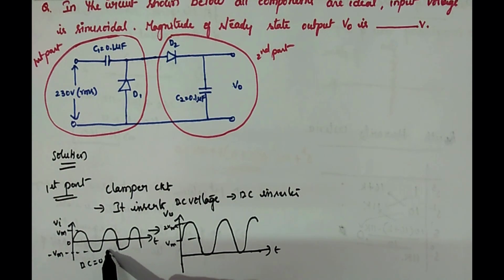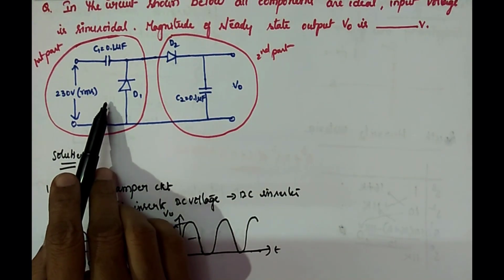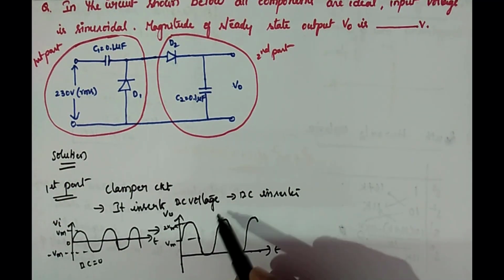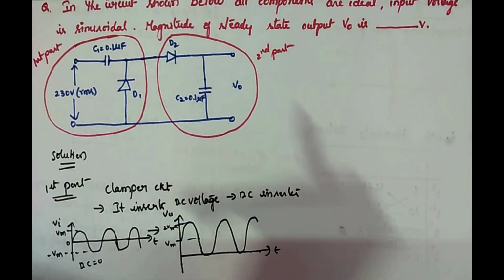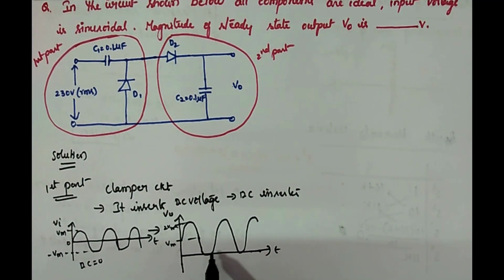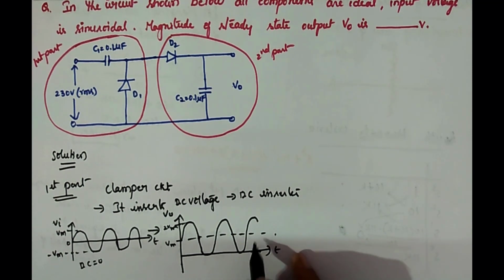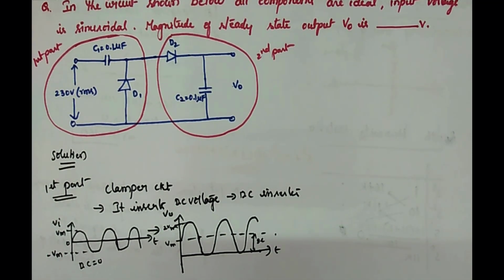But when this signal is applied to the clamper circuit, the clamper output is like this. The signal is simply shifted upwards. So this is the output signal. What is the DC value here? Assume a center line like this. This value is nothing but your DC. That is the reason it is called a DC inserter.